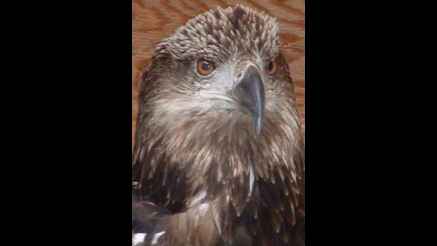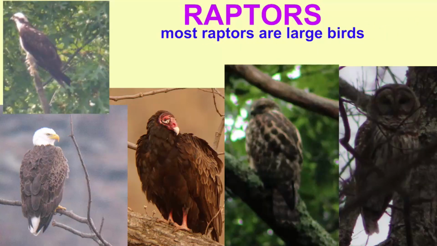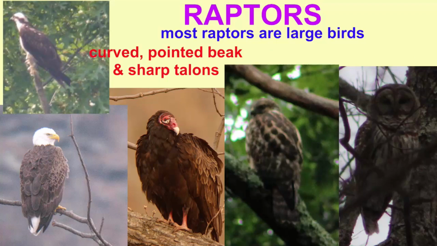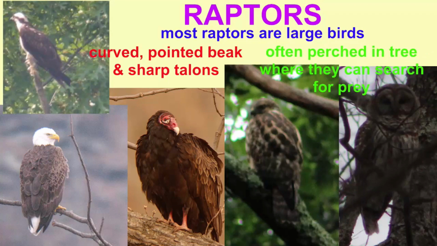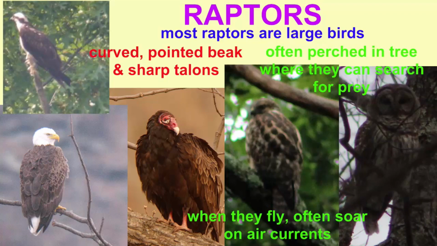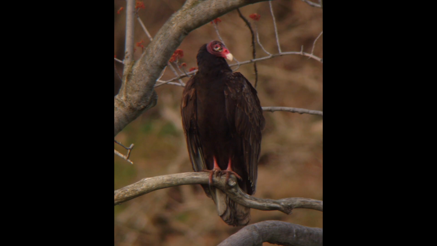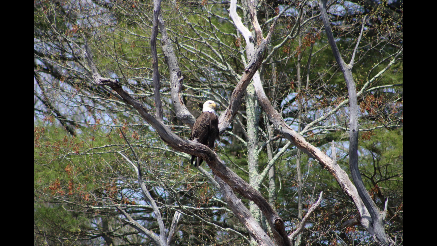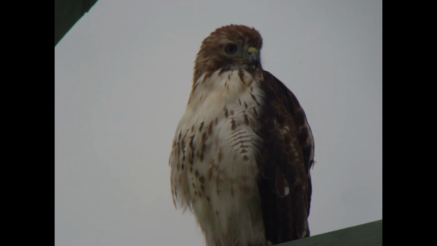These birds can be recognized by their size. The majority are larger than the average bird, although there are exceptions. By some of their features, such as having a curved, pointed beak and sharp talons, and then also by behaviors. We often see them perched in a tree where they are searching for prey, so they're staying still, which for many birds is unusual. When they fly, they often soar on air currents as opposed to flapping their wings close to the ground on short flights.